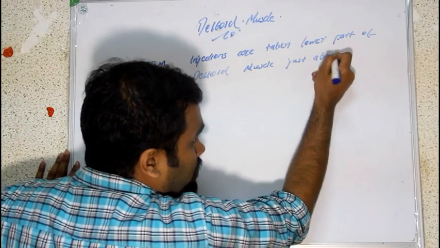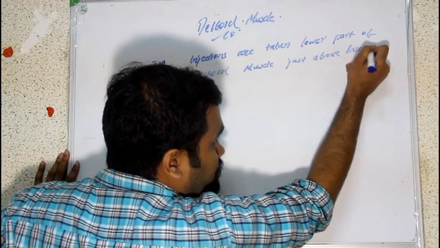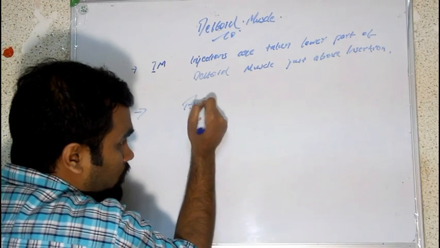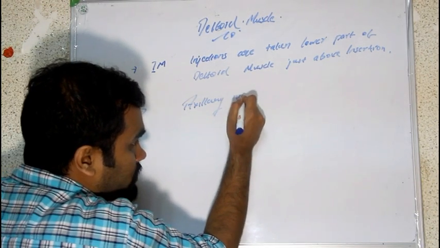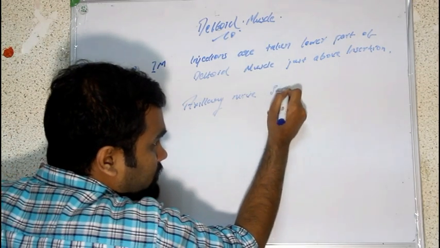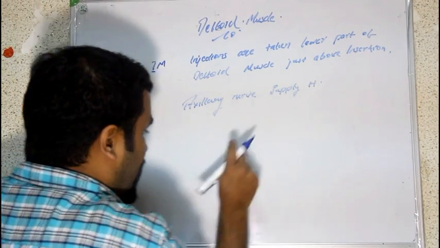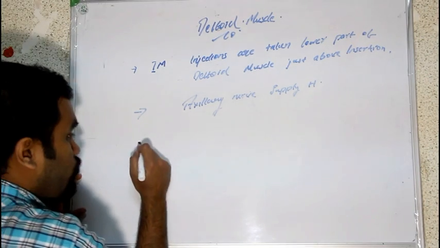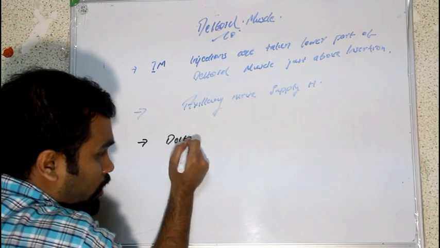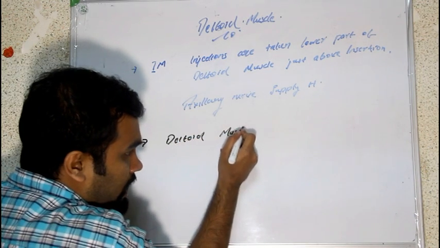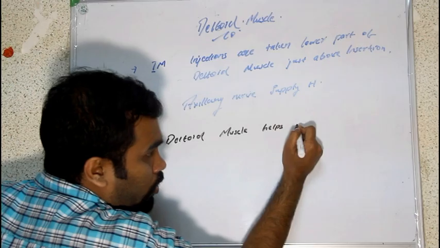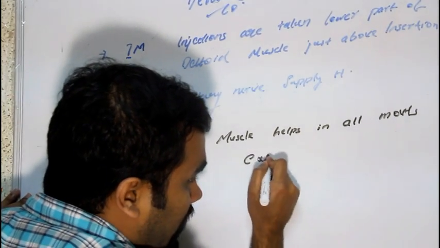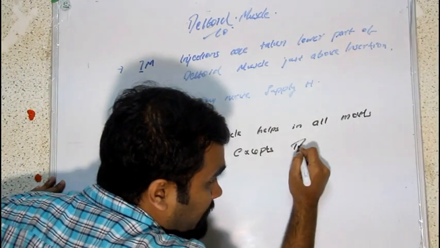Okay, the other point is, it is supplied by which nerve? Axillary nerve. Okay, we already discussed it. The other important point is this deltoid muscle helps in all movements of the shoulder, except what? Except adduction. Okay, except adduction.